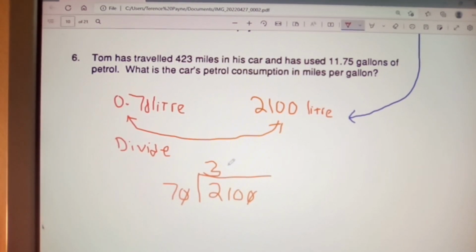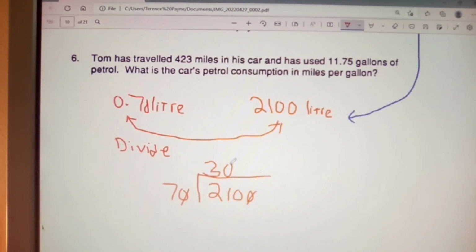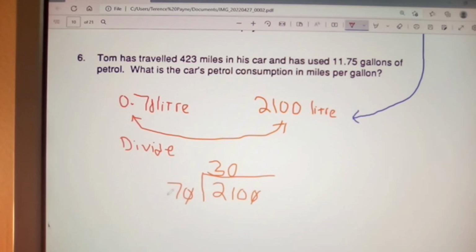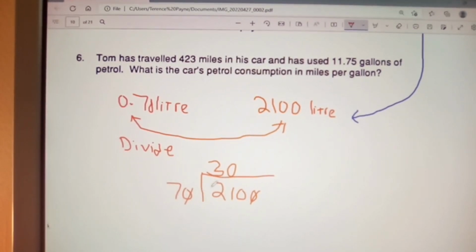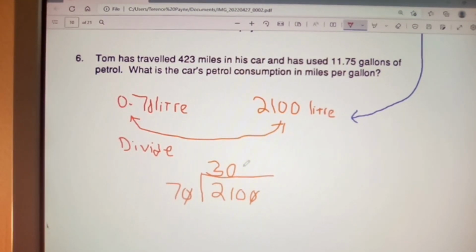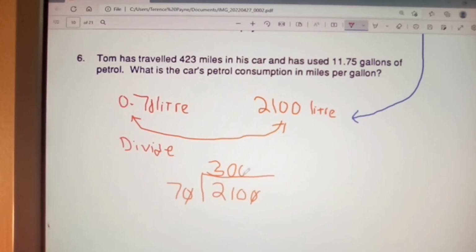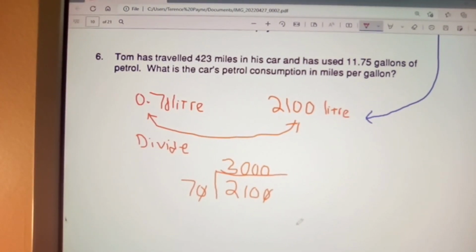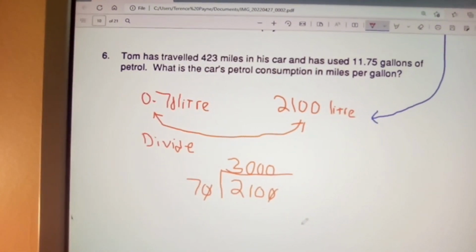7 into nought goes nought. But remember, I had to move this 2 decimal places to the right, so I need to add another 2 zeros to bring me to the correct level. So add another 0, add another 0, and that will give me 3000 of the 0.70 liters that I can get from it. If you punch this into your calculator, you'll find that that is correct.